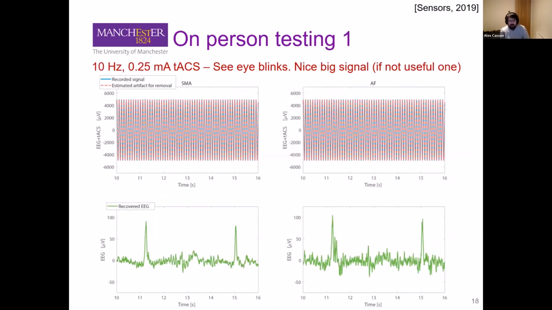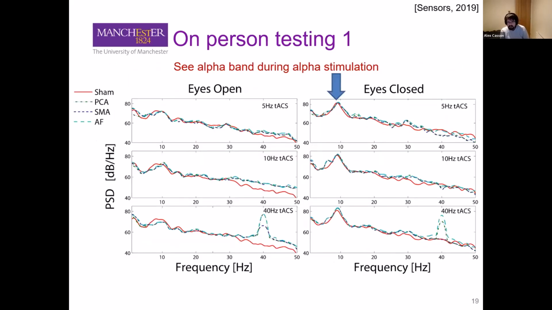And on this slide again, what kind of big signals can we look for in the EEG? Well, it's eye blinks. The top part is showing the recorded signal, and then the artifact that we have removed at each point in time using the different methods. And then we can see eye blinks coming out. Again, they're lovely, nice and big things. That's not the end of the on-person testing.